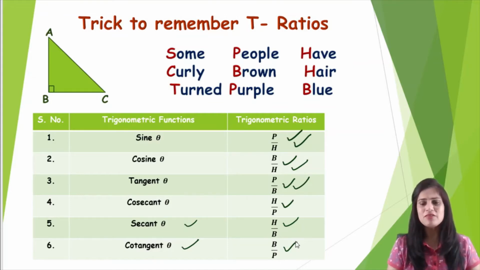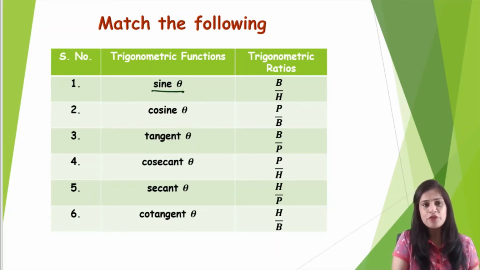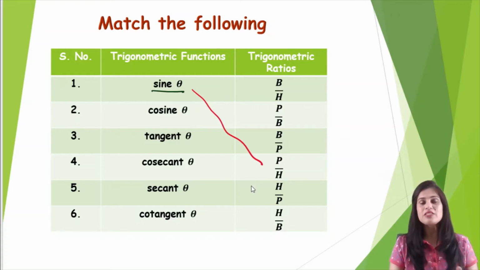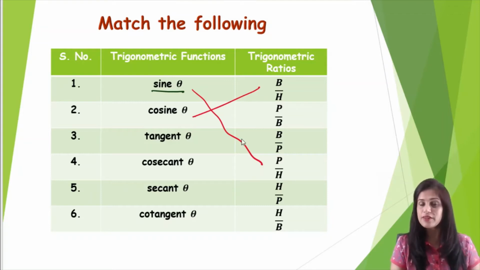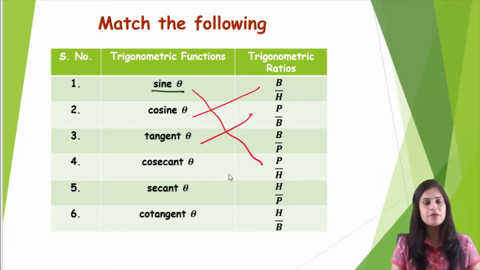Let's have a quick recap with match the following. Are you ready? Let's match the trigonometric functions with trigonometric ratios. Let's see how much understanding you have now, right? Sine theta, some people have P by H. Where is P by H? Here it is, right? Cosine theta, curly brown hair, B by H. Here it is, B by H. Tangent theta, turned purple blue, P by B. Here it is, P by B.